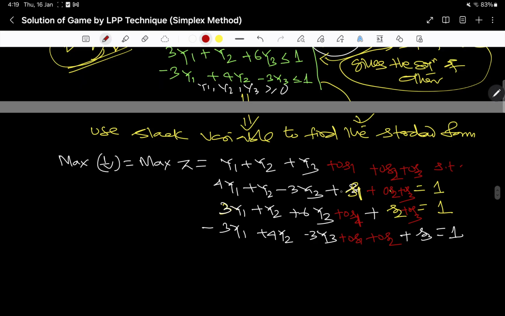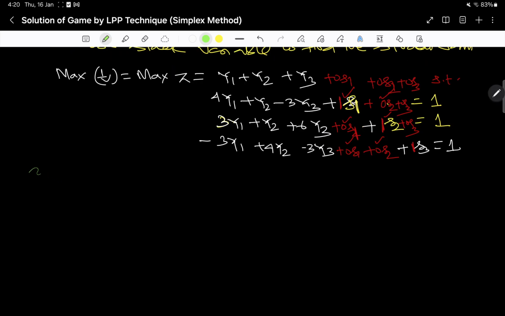Okay, so this column will give you the identity column because it is 1 0 0. This column will serve as the identity column, 0 1 0, and this column will serve as 0 0 1. Clear? So let me write the simplex table. In your simplex table, basic variable, CB, YB, and the variables involved are y1, y2, y3. The slack variables involved are s1, s2, s3. Then you find the ratio here.